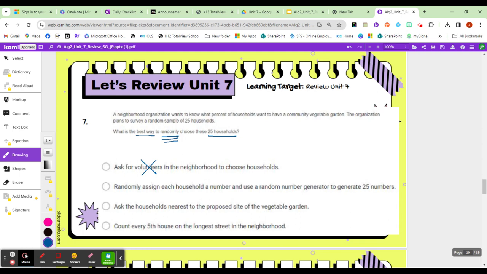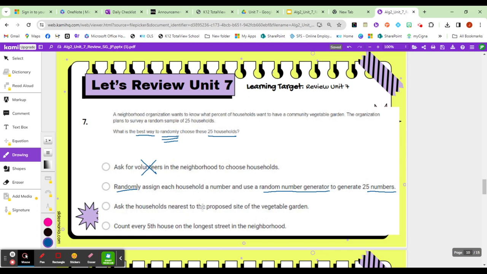So that's a keyword that we do not want to answer that one. The second one says randomly assign each household a number. It's a good word right there. Randomly assign each household a number and then use a random generator, which would be a computer, and they would generate 25 numbers. So I think that's going to be the answer, but let's look at the other ones.